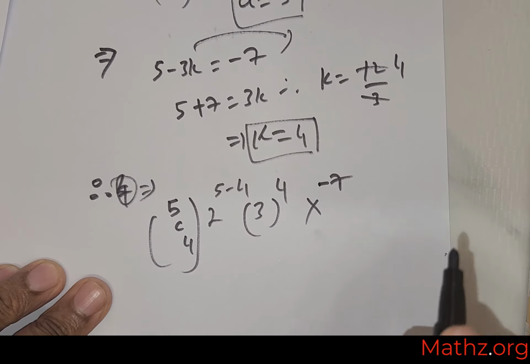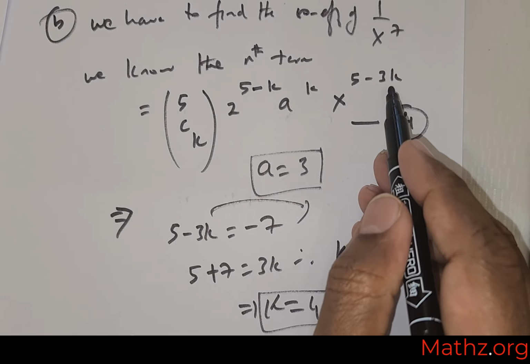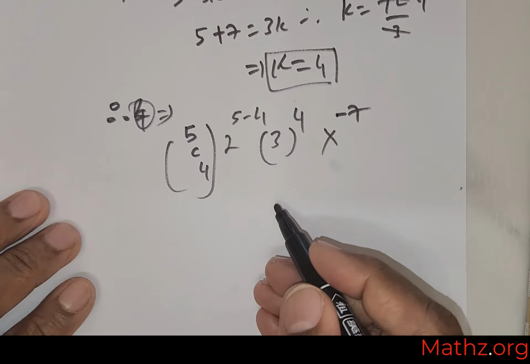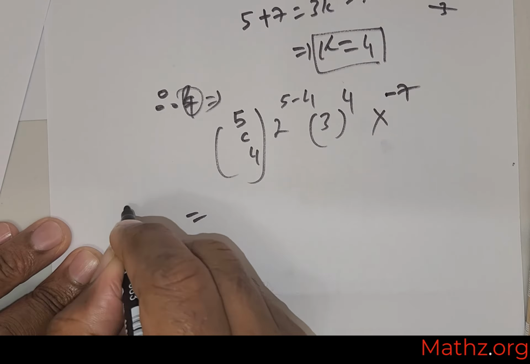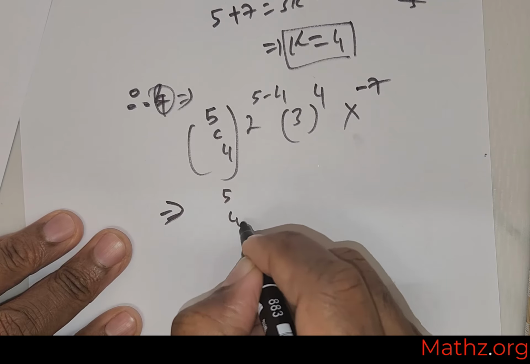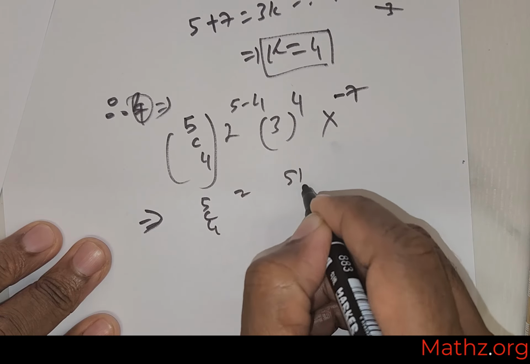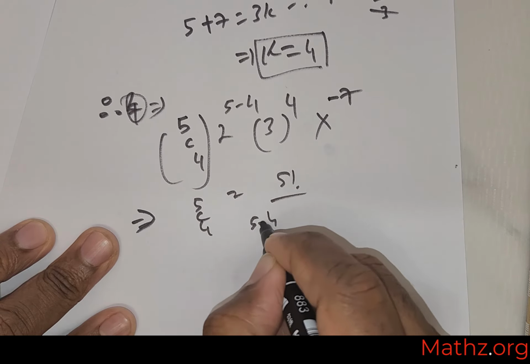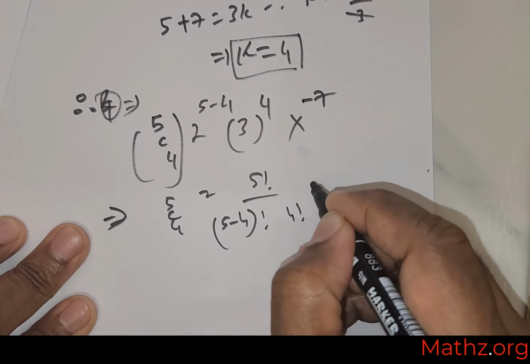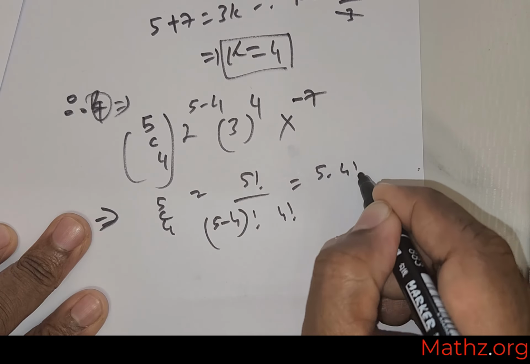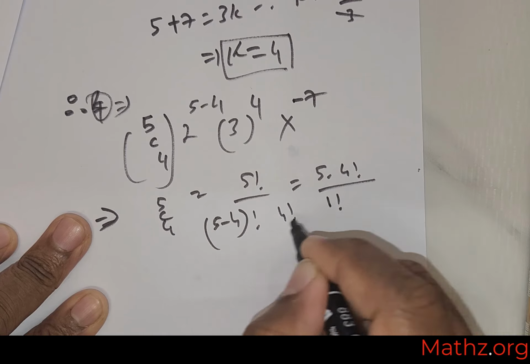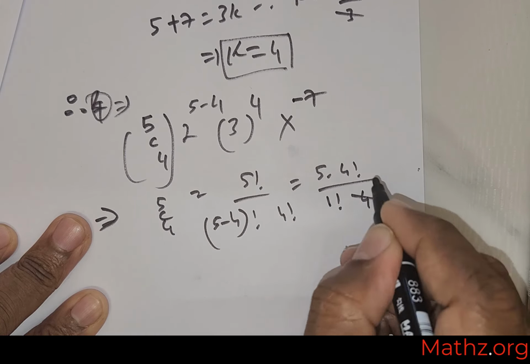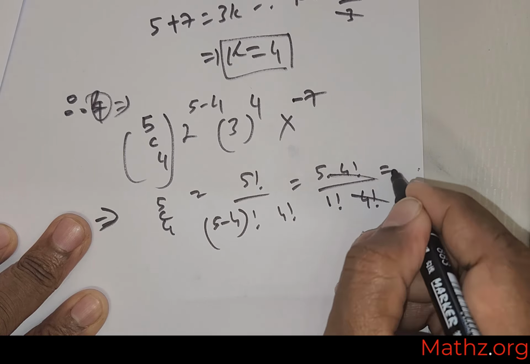Right, this is going to be negative 7 clearly, because k is 4, you substitute there and that's going to be negative 7. So calculate the coefficient. So 5c4 is 5 factorial over 5 minus 4 factorial times 4 factorial. 5 factorial is 5 into 4 factorial. 5 minus 4 is 1, you have a 1 factorial there. 4 factorial is there, 4 factorial gets cancelled. 1 factorial is 1, so you get 5 there.